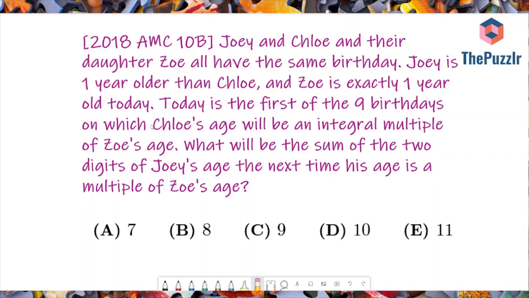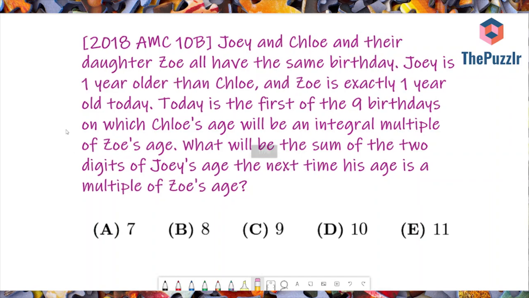Let's try this problem from the 2018 AMC 10B. Joey and Chloe and their daughter Zoe all have the same birthday. Joey is 1 year older than Chloe, and Zoe is exactly 1 year old today. Today is the first of the 9 birthdays on which Chloe's age will be an integral multiple of Zoe's age. What will be the sum of the 2 digits of Joey's age the next time his age is an integer multiple of Zoe's age? Okay, a lot of information in this problem.